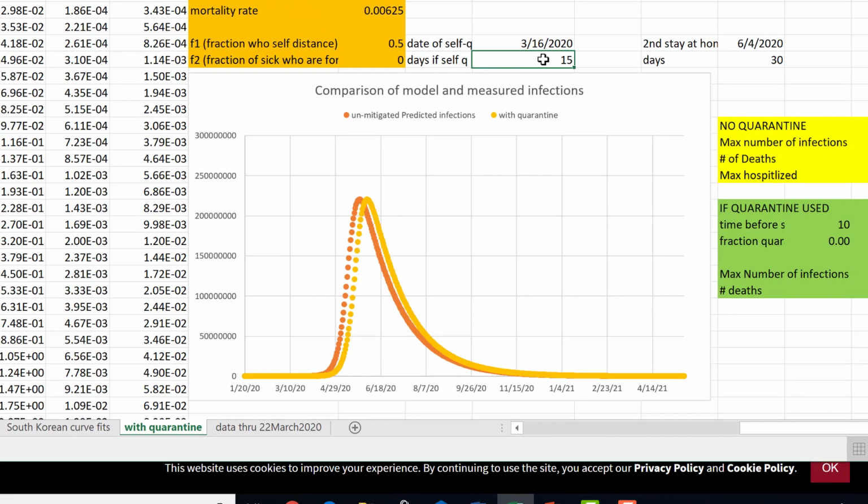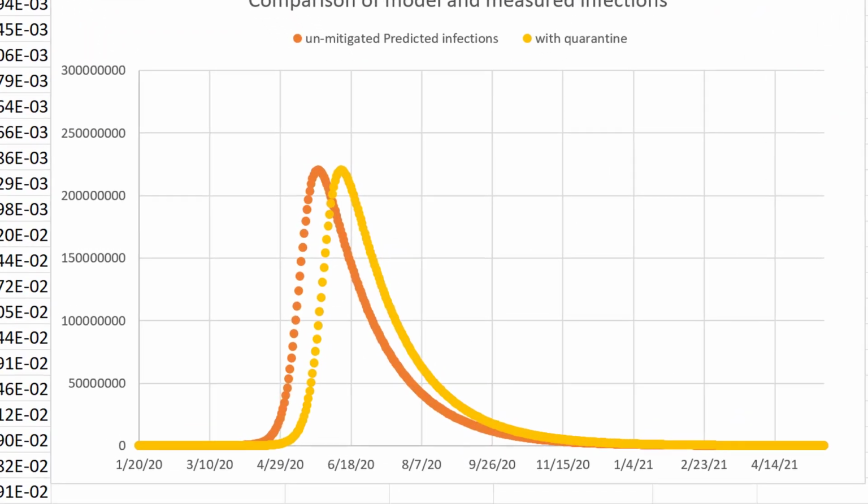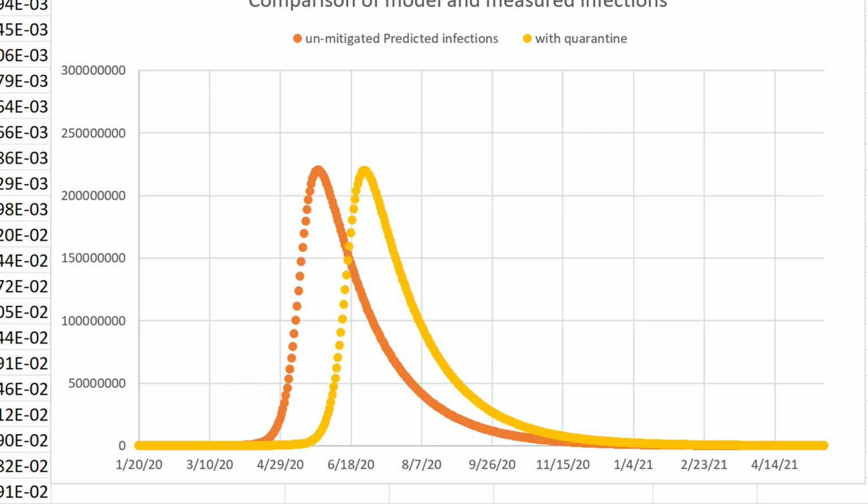Suppose we extend that to 30 days. Well, what's it going to do? It just pushes it further to the right. And you can imagine if we just keep extending it, it's just pushing the peak further to the right. And so all that is doing is buying us time. If we don't aggressively quarantine, time alone will not be enough. So instead of just having aggressive social distancing, we also need to quarantine.